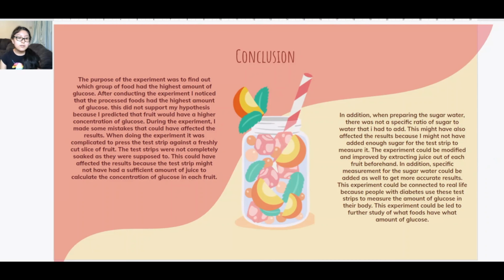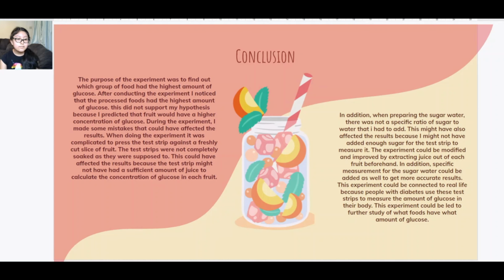The purpose of the experiment was to find out which group of food had the highest amount of glucose. After conducting the experiment, I noticed that processed foods had the highest amount of glucose, therefore not supporting my hypothesis. During the experiment, several mistakes could have affected the outcome of the experiment. Pressing a test strip against the freshly cut slice of fruit was not the most efficient way to measure the amount of glucose in each fruit.